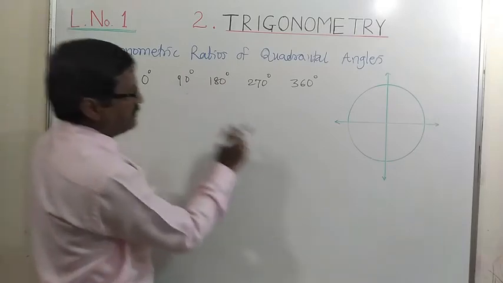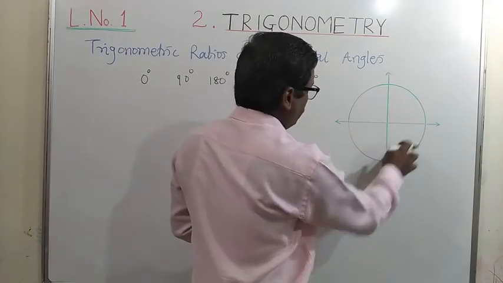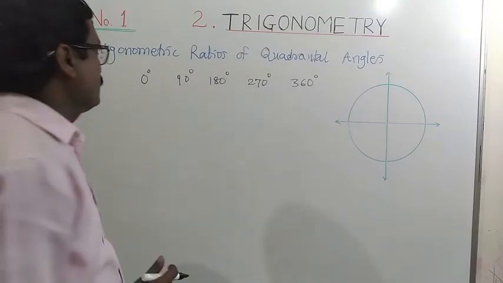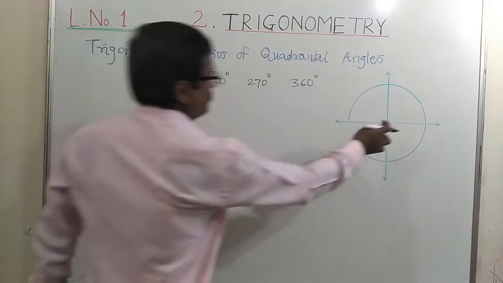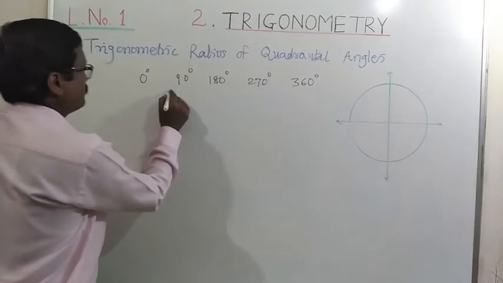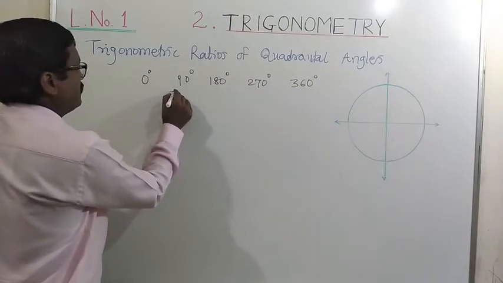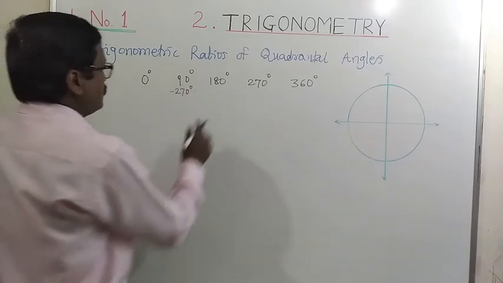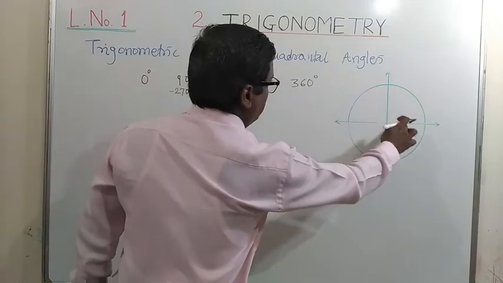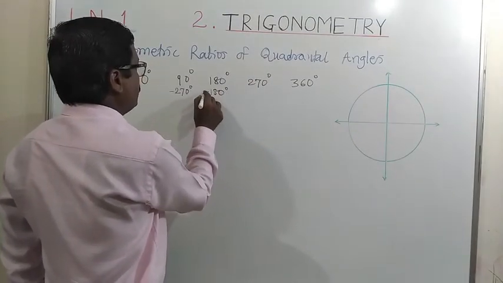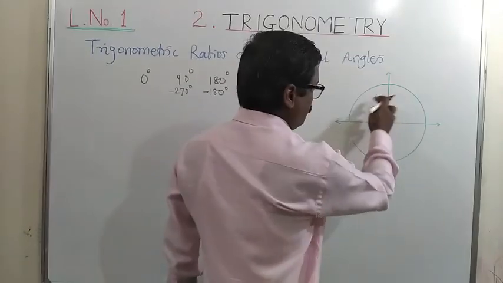This positive 270 degree is the same as minus 90 degree. But for plus 90, we can see it as negative 270. For simplicity, I am writing these numbers also. Then this positive 180 is nothing but negative 180 also. Same angle. Positive 270 degree.